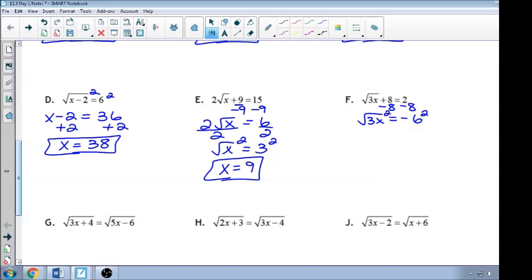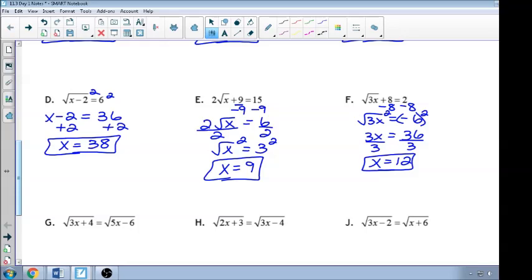If I square both sides, now remember, when I square that, I'm actually squaring the whole negative 6. Okay? So on the left-hand side, the square root of 3x squared ends up being just 3x. And this would equal negative 6 squared, which ends up being positive 36. If I divide both sides by 3, x would equal 12.